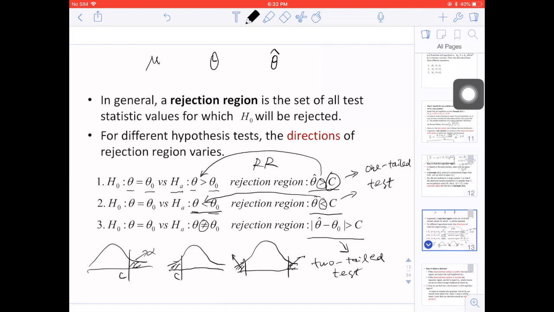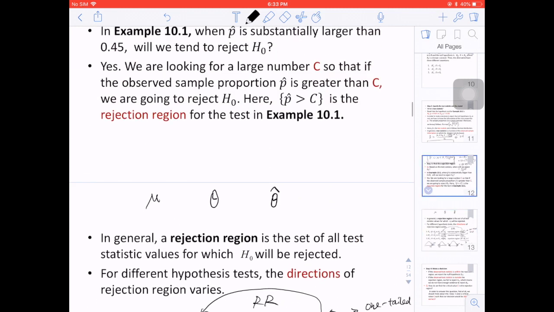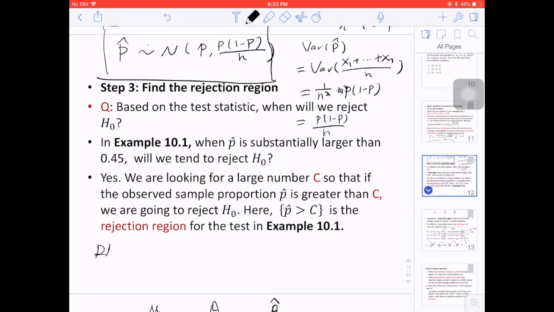Like we discussed before, our alternative hypothesis is p is larger than p0, which means our corresponding rejection region should be p hat is larger than c. If you'd like to have a look at the corresponding graph, it will be like this. This is p0, and this is your c. When p hat is larger than c, this is your rejection region.